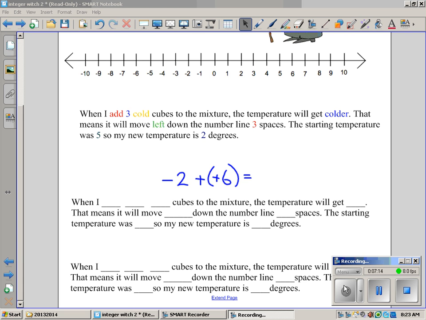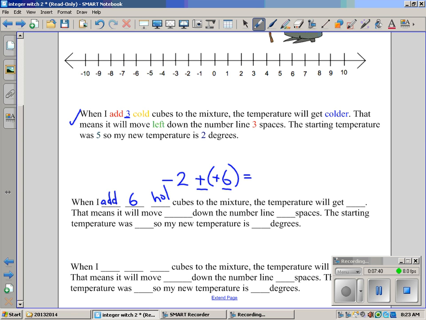So using my one above as my guide, and what to put in, the first thing I got to know is, am I adding or subtracting? I look at my question, I'm adding. The next one says, how many am I adding? I look to this number here, and it's 6. The next one is saying, is it cold or hot? Is it positive or negative? And in this case, they're hot cubes.